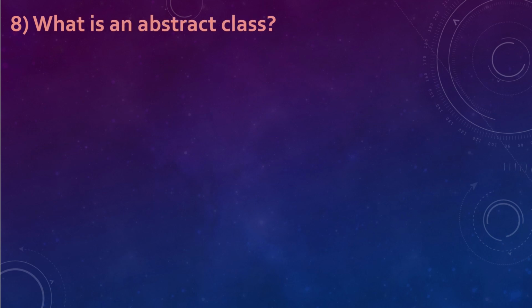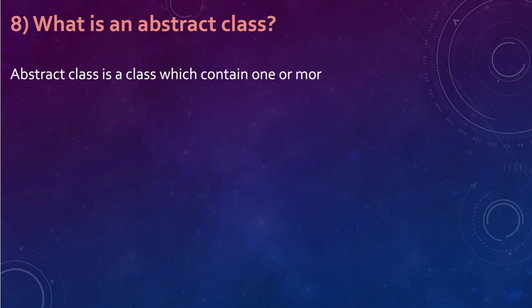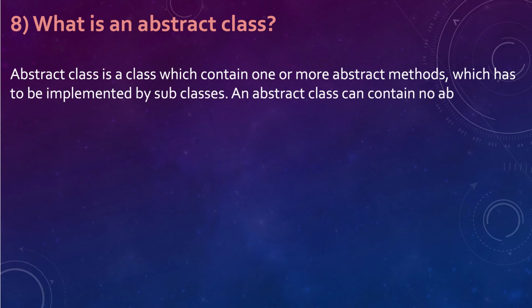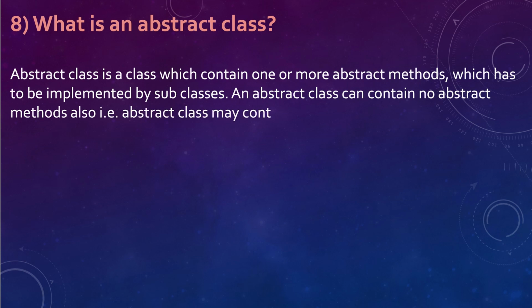What is an abstract class? An abstract class is a class which contains one or more abstract methods which have to be implemented by subclasses. An abstract class can contain no abstract methods. Also, an abstract class may contain concrete methods.